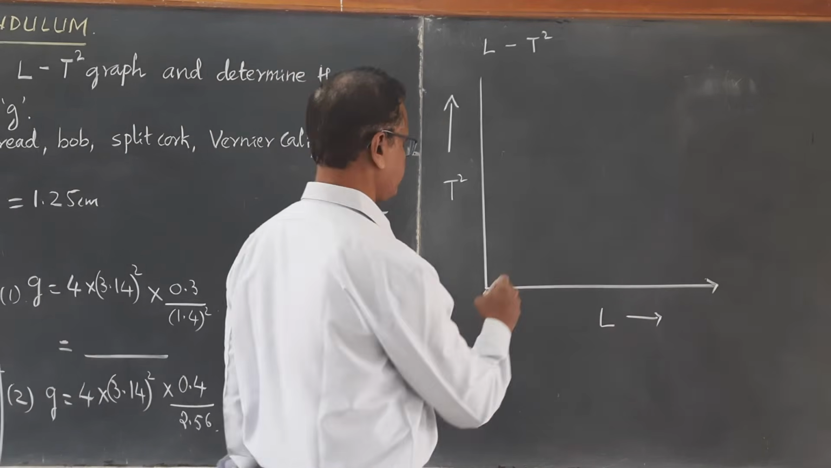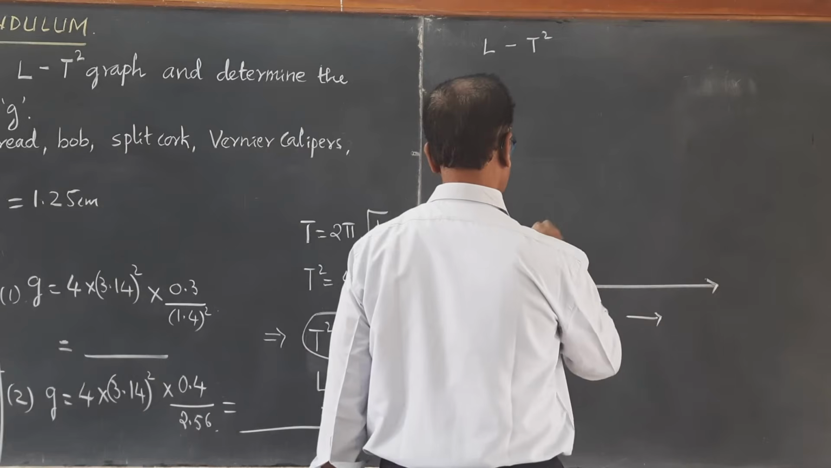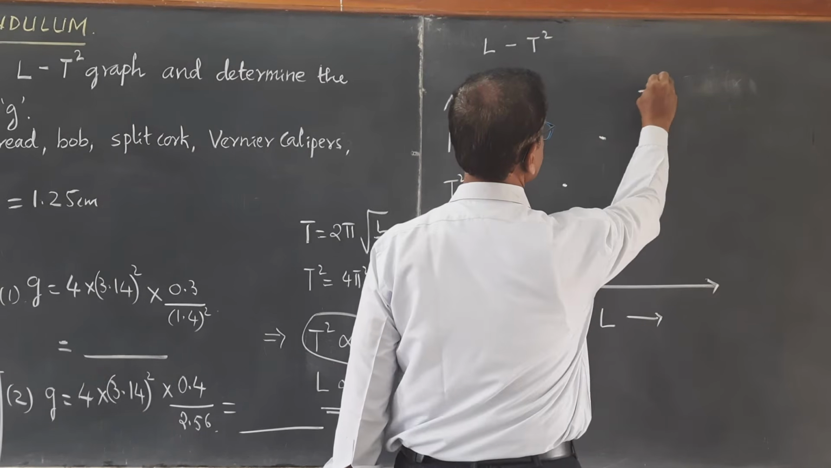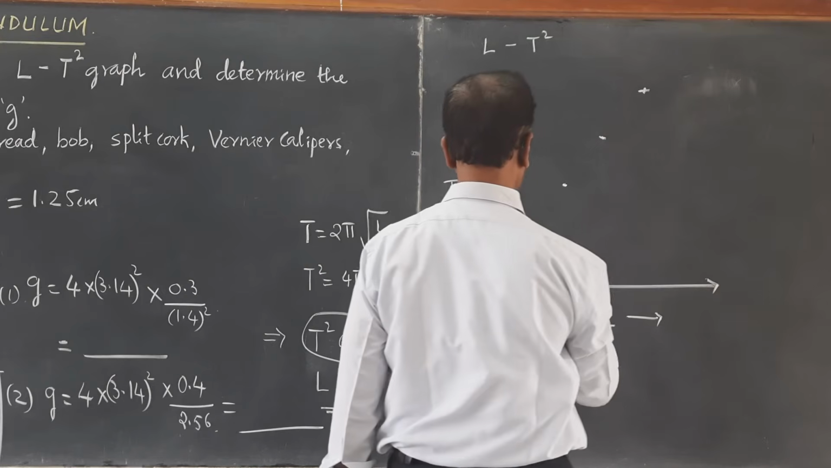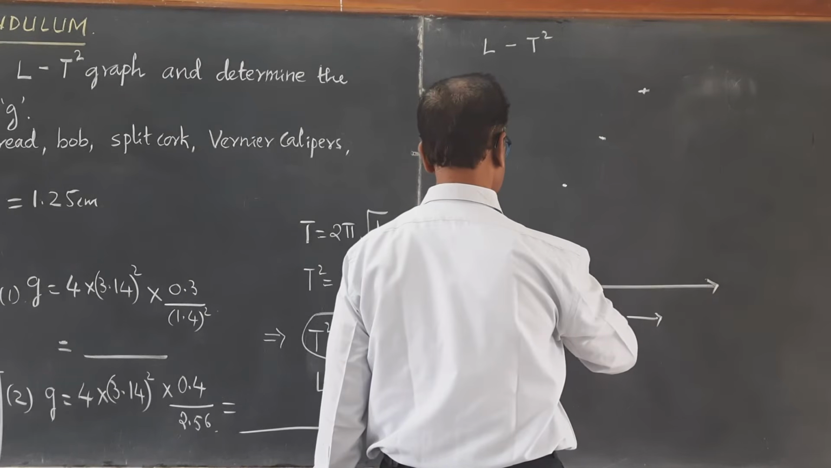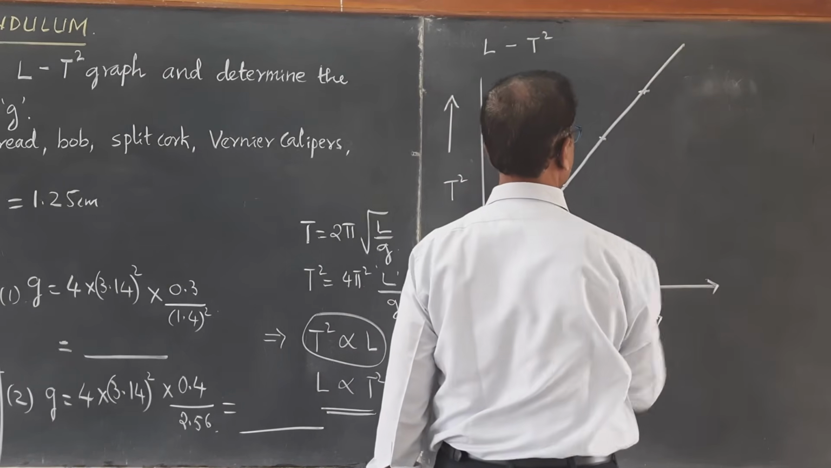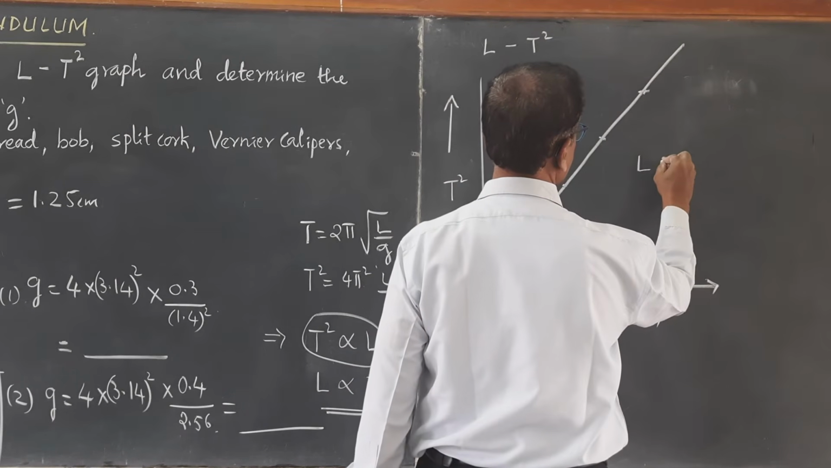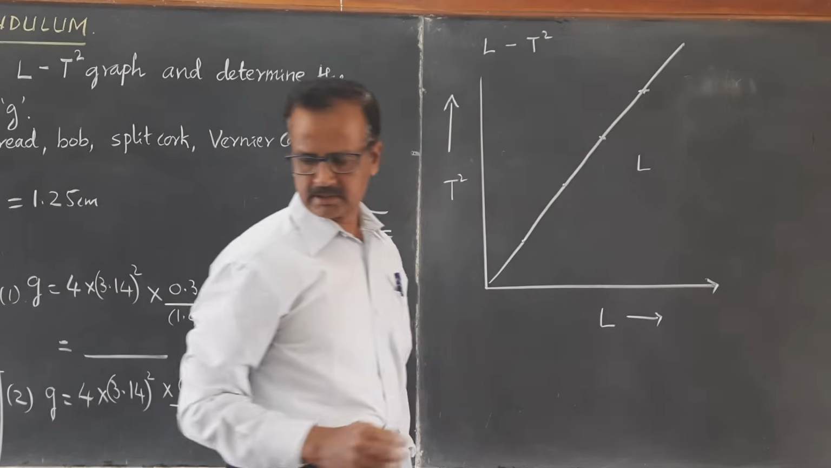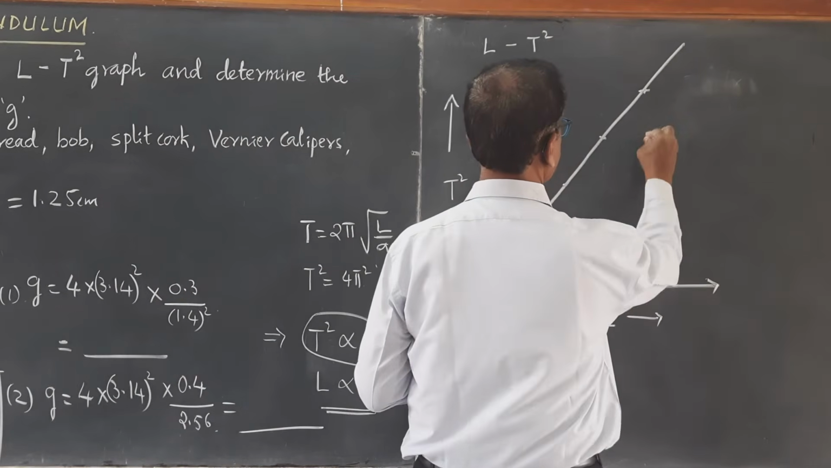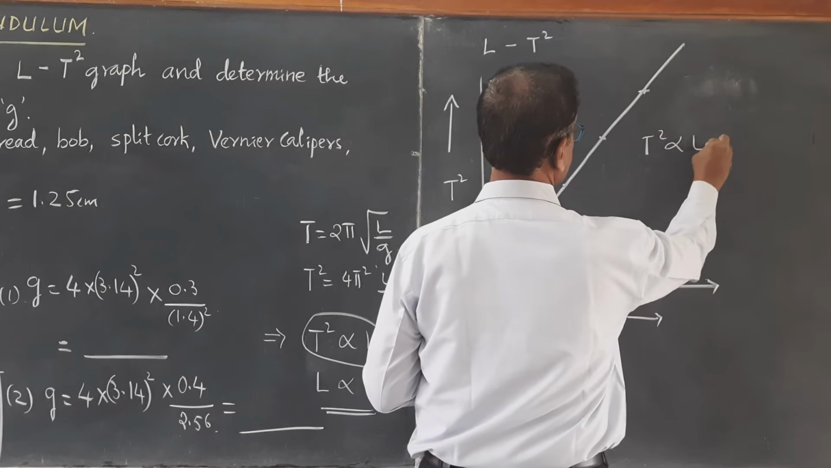So, if you draw the graph, we will get the points lying on a straight line. If you get some 4-5 observations, you get points lying on a straight line, and if you join them, you will get a straight line graph. This shows that L is directly proportional to t square, or t square is directly proportional to L.